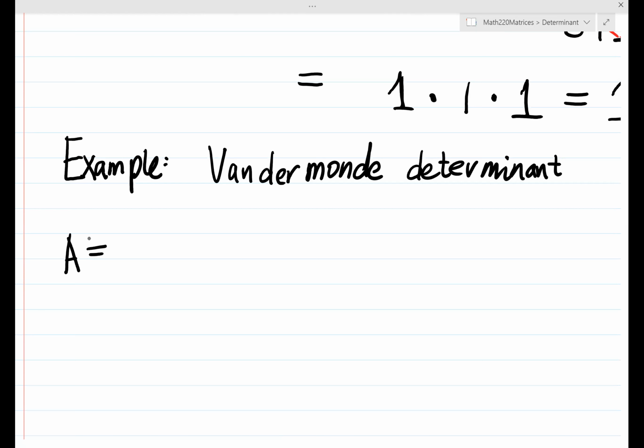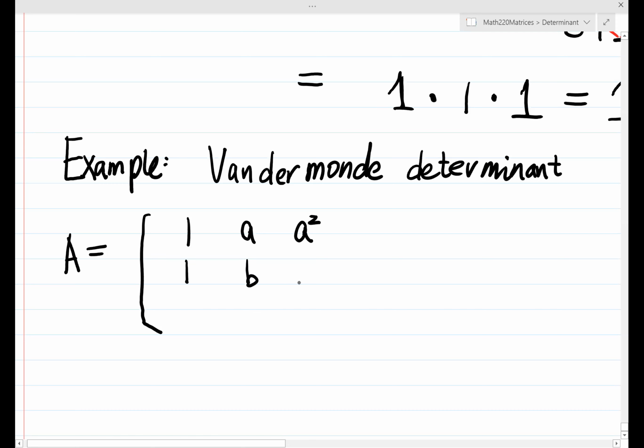So let A be this matrix: 1, a, a squared. We stop at a squared because it is 3 by 3. If it's for instance 5 by 5, you get a cubed, a to the fourth, etc. Now the second row is 1, b, b squared, and the third row is 1, c, c squared. You see, we have a certain symmetry. Now we want to find the determinant of A.